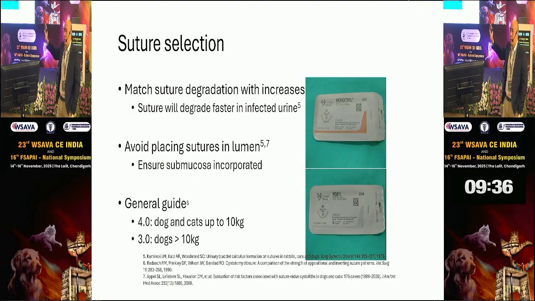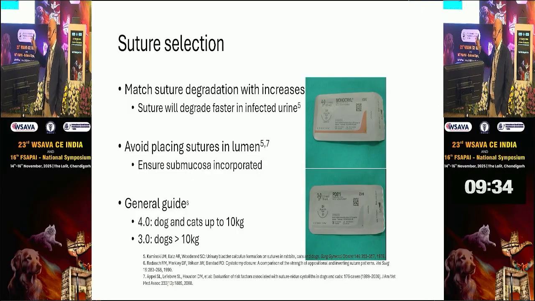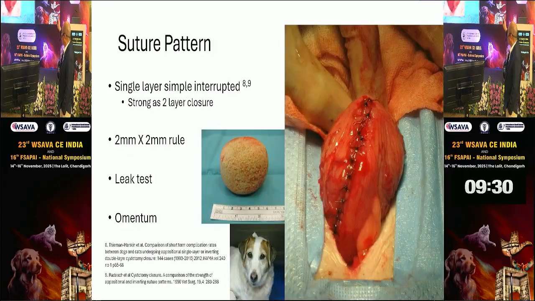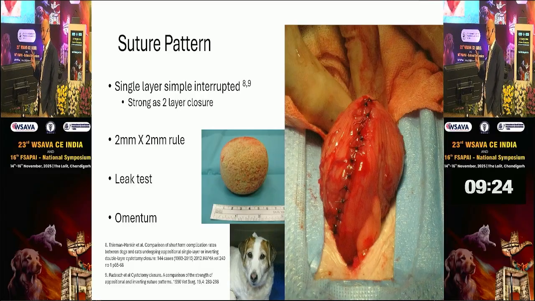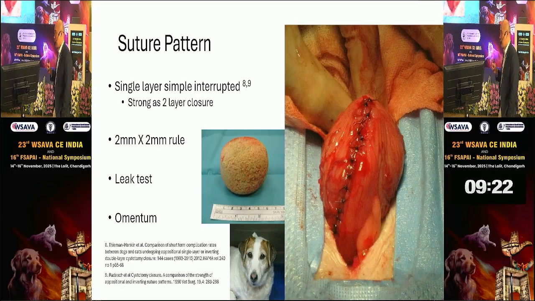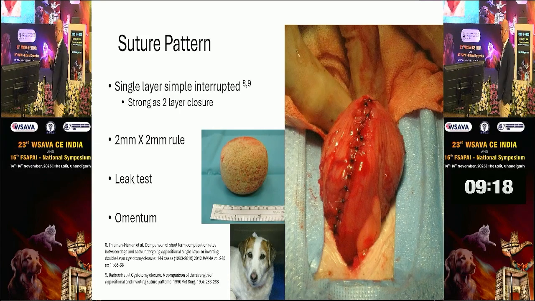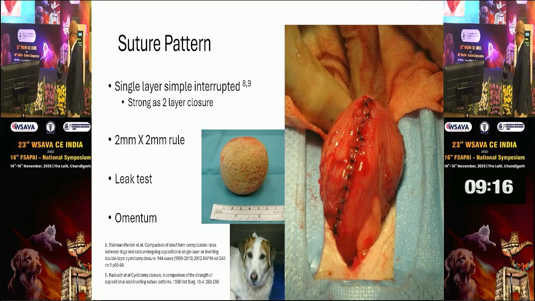Generally 3/0 or 4/0 suture material is what I'll use, but it depends on the thickness of the bladder here. Now again, 2x2 rule if the bladder is normal, but if the bladder is very thick, you may be able to space them out a little bit further. So up to sort of even 3, maybe even 4 millimeters apart, but it depends on how thick that bladder wall is. You can leak test that. It's a little bit harder because everything wants to go down the urethra, and then I omentalize it.